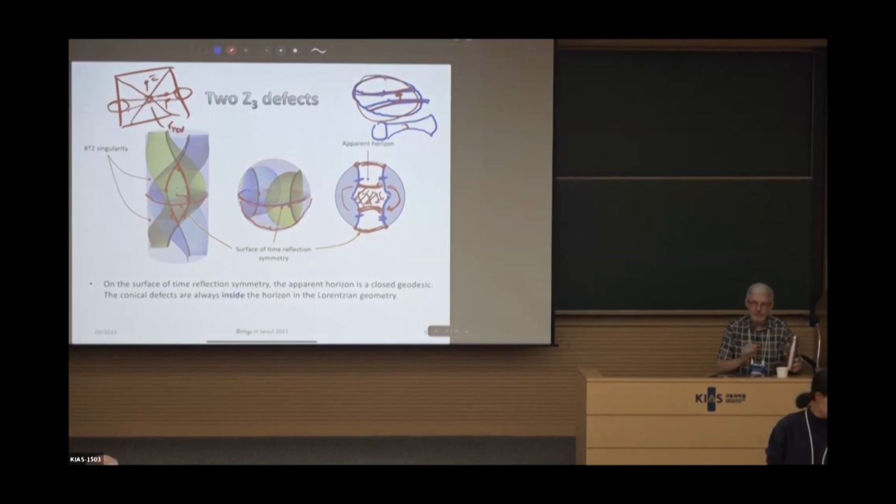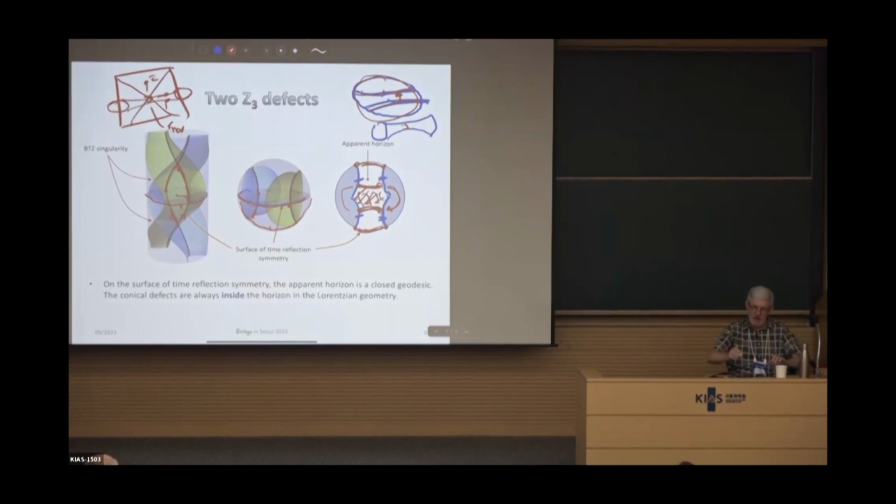I mean, the picture on the right is a constant time slice of the BTZ black hole. It's this surface of time reflection symmetry. All these geometries I'm preparing, I prepared them in such a way that there's a time reflection symmetry between positive time and negative time. That's essentially because I've placed these defect operators at conjugate points under reflection about the equator.